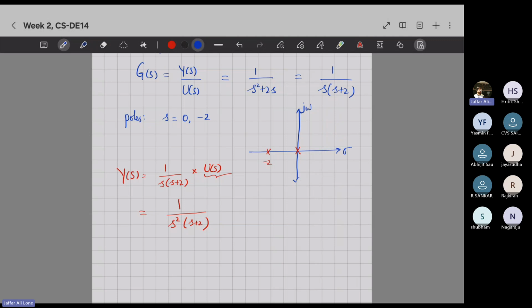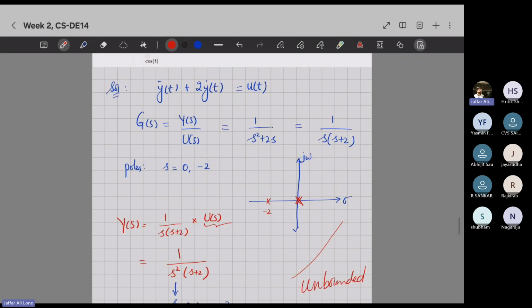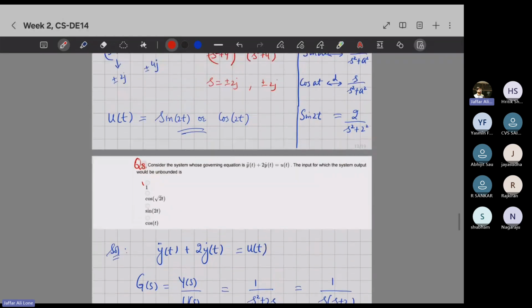Now what will be the poles? The poles will be 0, 0 and minus 2. So by adding a step input, you introduce repetition on the imaginary axis. That means by using a step input, your system becomes unstable, which means you gave a bounded input, but you got an unbounded output. Because unstable means the response will go to infinity. It means the system will become unbounded because of the repetition at s equal to 0. So the answer is 1, because everything is in time domain here. Let's say 1, because 1 in the s domain is 1 by s.